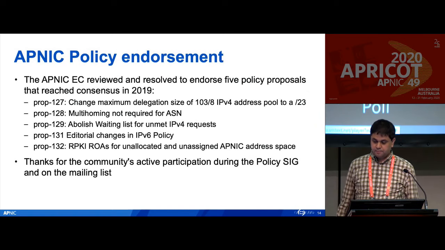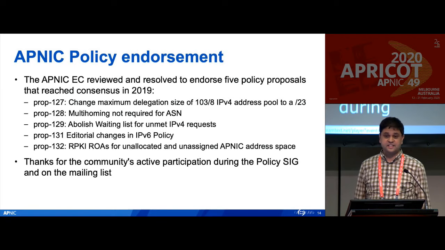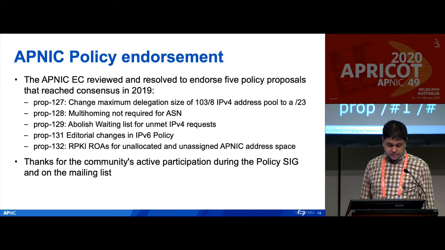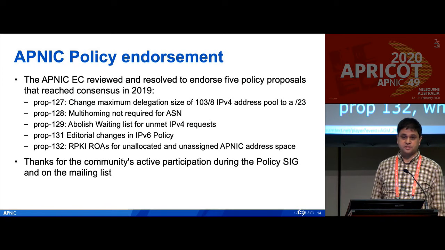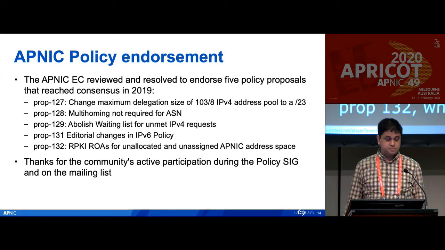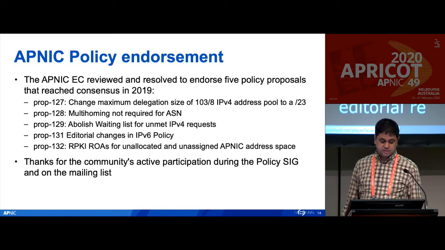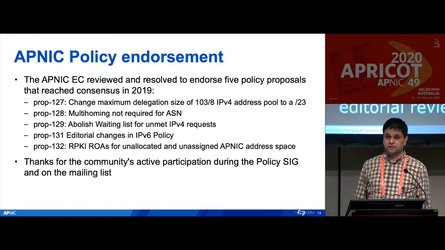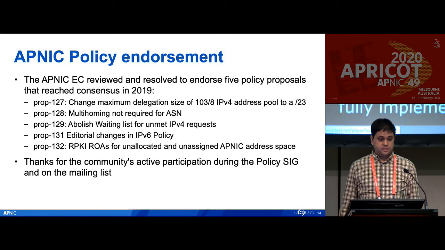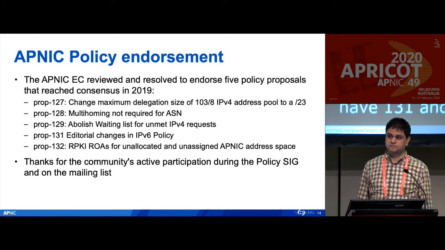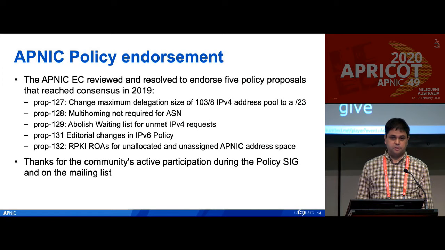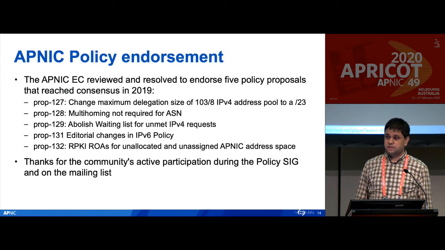Policy-wise, we had five policies that passed during 2019 and reached consensus, and we've taken that all in, approved and endorsed that. I'm not going to read all of that out, but Prop 132, which we refer to as the AS0 policy, is still in implementation phase. So is Prop 131, because that is an editorial review of our IPv6 policy. So those two are in the implementation stage. The other three have been fully implemented. We probably will have 131 and 132 go faster in terms of getting done, given that we don't have any policies to approve this week. Thanks to everyone, the six chairs, the participants, the authors of the policies.